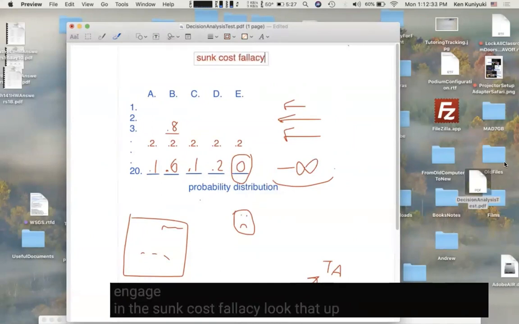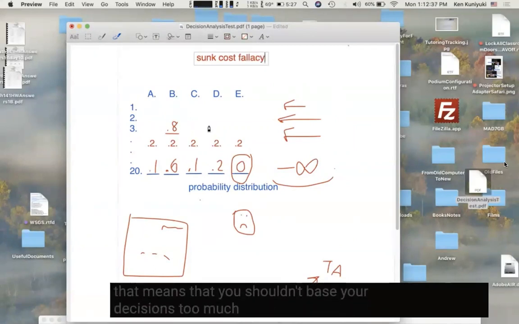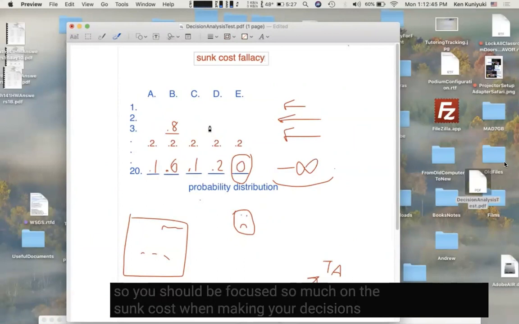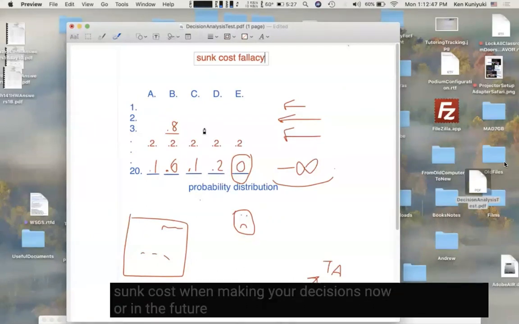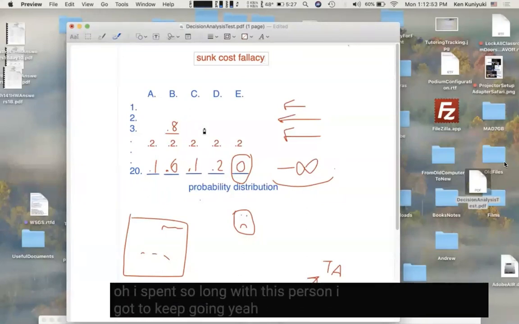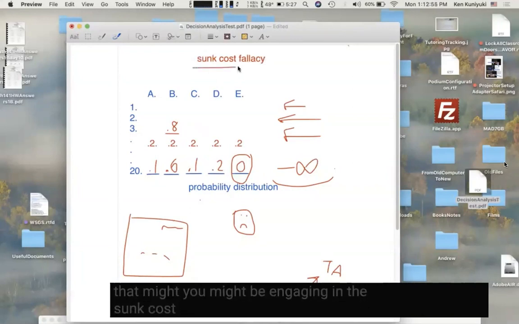Look that up. That means that you shouldn't base your decisions too much on the time or investment you placed in it beforehand. So you shouldn't be focused so much on the sunk cost when making your decisions now or in the future. Some of you might apply this to your current personal relationships. Oh, I spent so long with this person, I got to keep going. You might be engaging in the sunk cost fallacy.